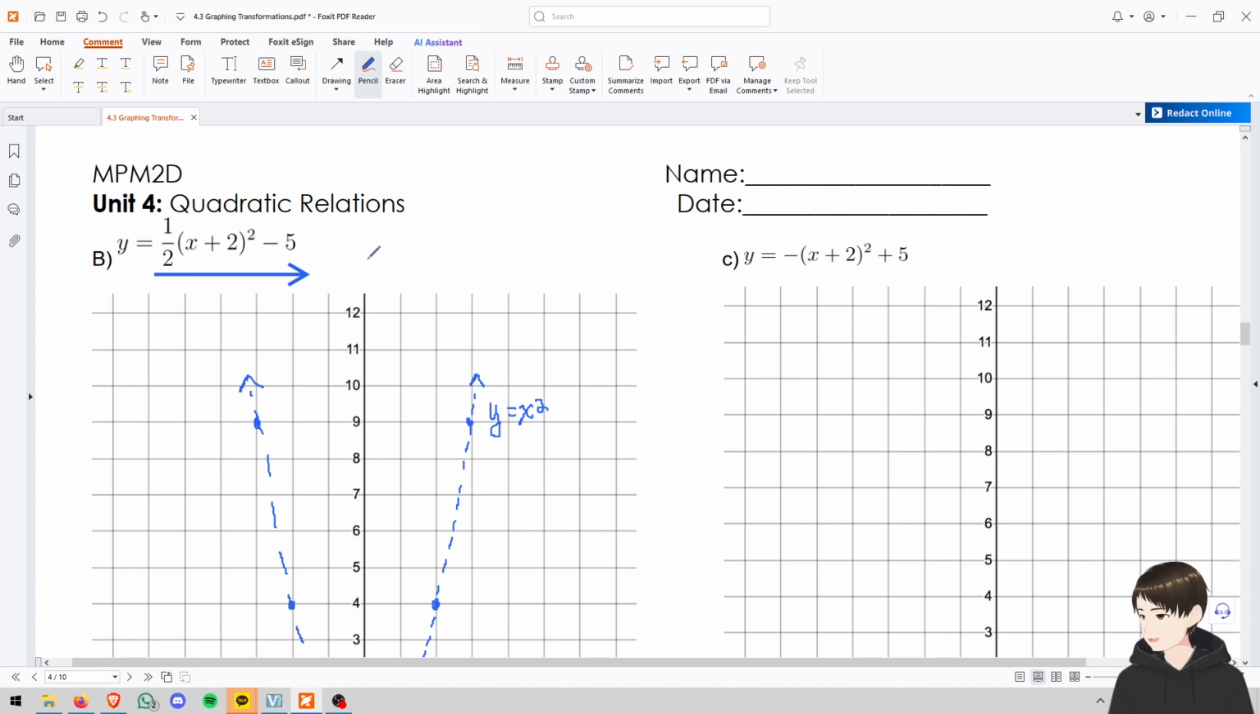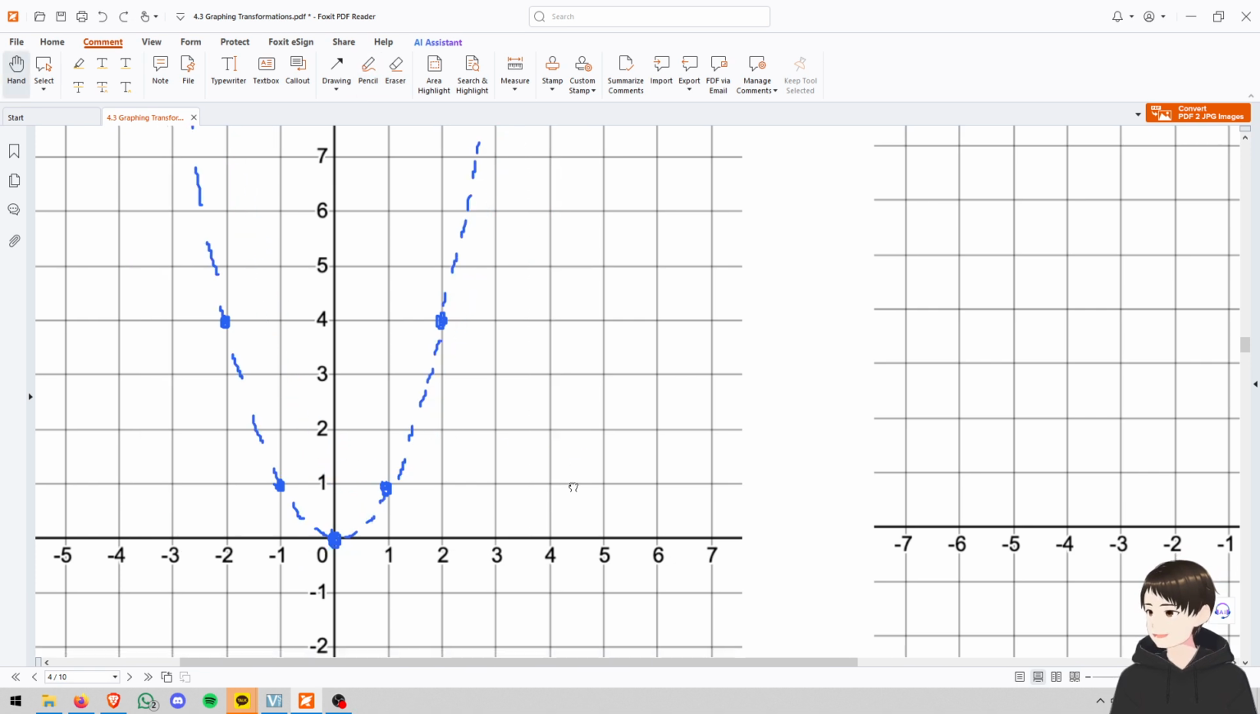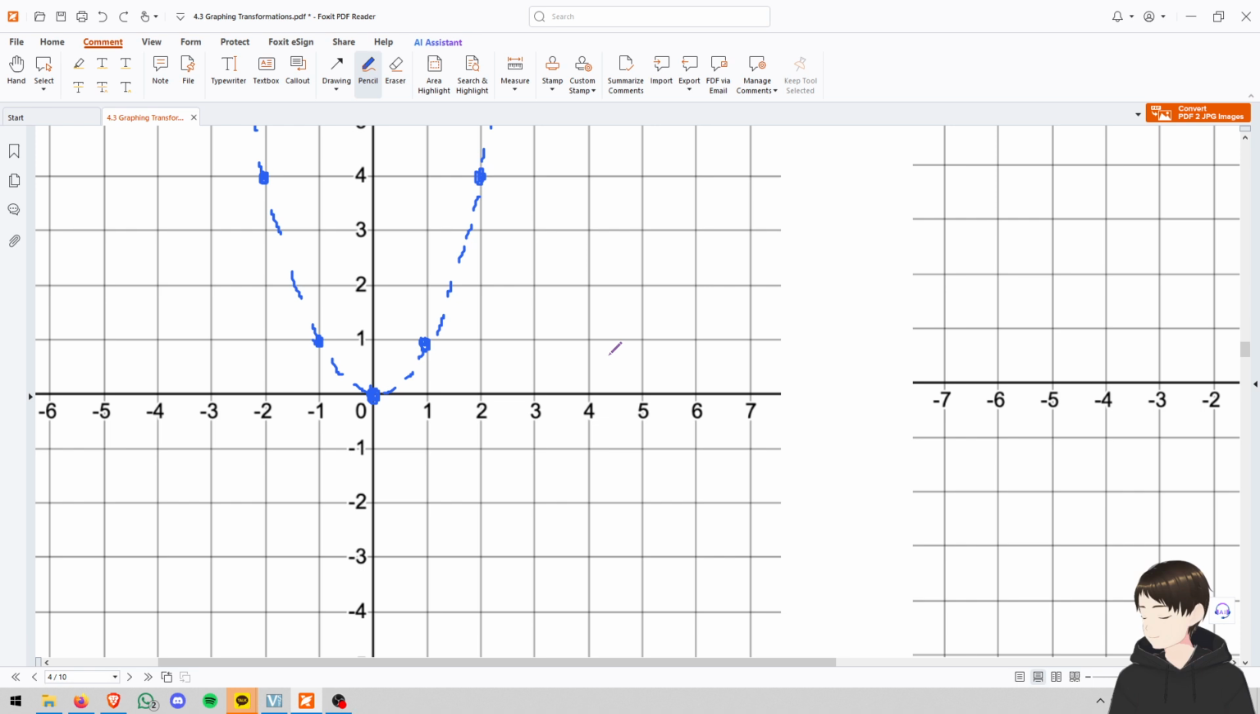Okay, so my a value is half. I have to multiply everything by half. My h value is a -2, so I'm moving to the left. And my k value is a -5. I'm going down. And I will graph it. I will transform it in this order. So all my y values are going to be multiplied by an a value of half. So right now my y value is a 1.